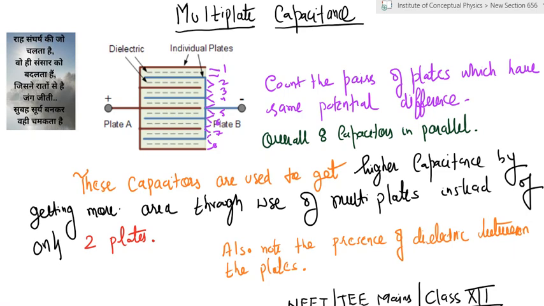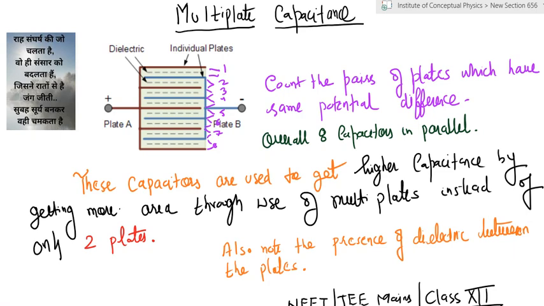So the multi-plate capacitor is made up of many plates instead of just two plates, and the idea is to get a lot of surface area. You can see there are overall 9 plates, and the number of pairs you can make which have the same potential VAB will be 8. I've counted the number of potential differences as 1, 2, so there are 8 pairs which have the same potential difference. So these are treated as parallel plate capacitors, and that is the reason the capacitance increases, right?